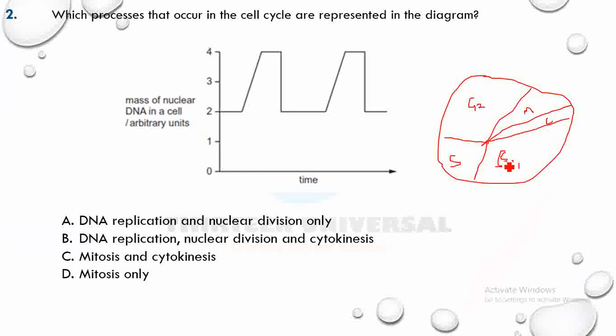So in G1, the cell is young. Protein synthesis is occurring here, making new organelles. At S phase, it doubles its genetic material. G2 makes a checkpoint, checking whether DNA has genetic errors, and then more ATP. And in mitosis, the nucleus divides, and in cytokinesis, the cell splits.